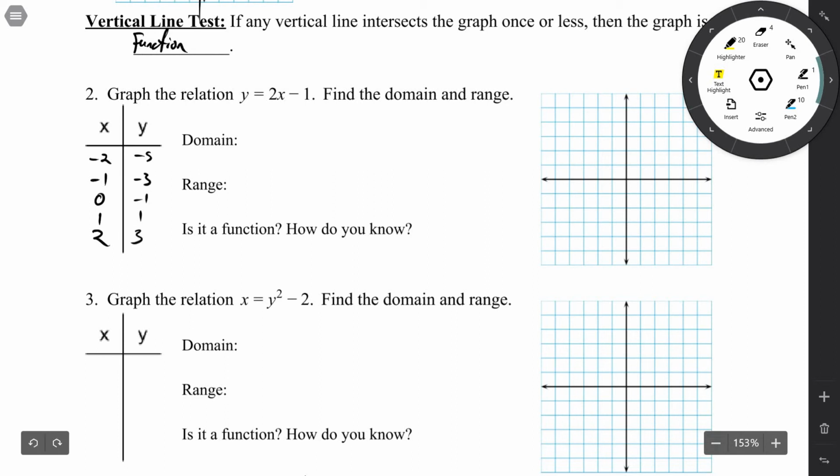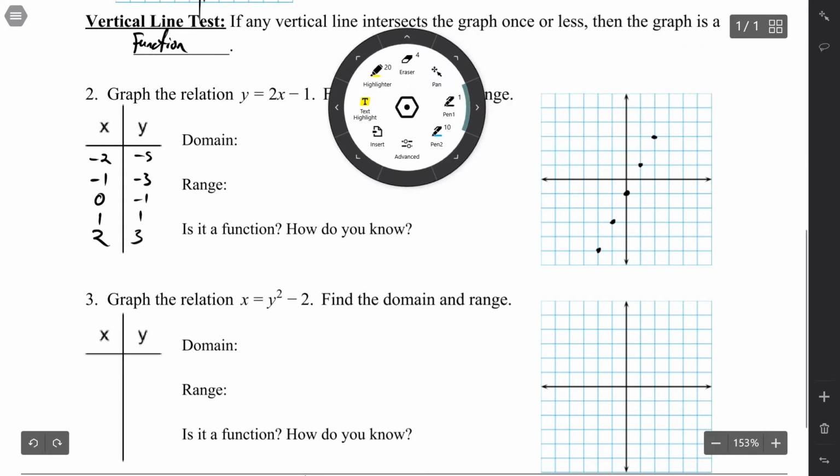And now we can graph these out. I usually start on 0 just to give myself a nice easy count. Let's see, -1 would be -3, -2 would be -5, and 1 would be 1, and 2, 3. So really what we're getting here is just a straight line.